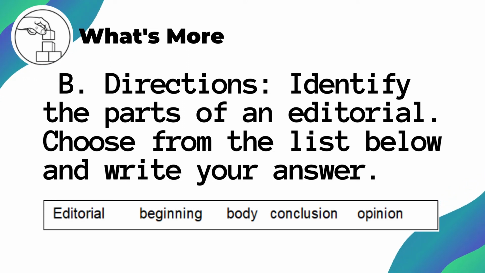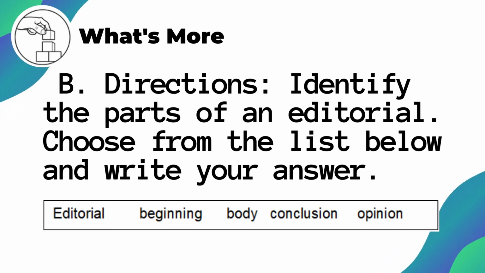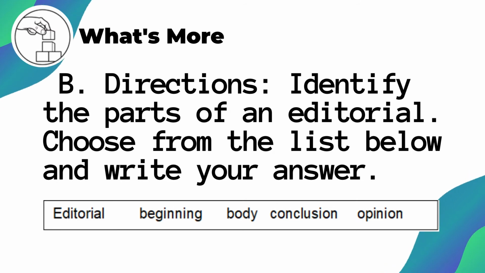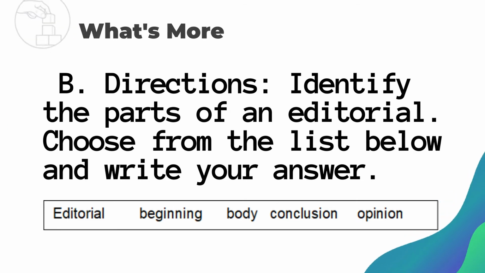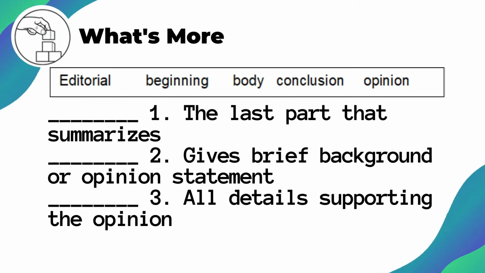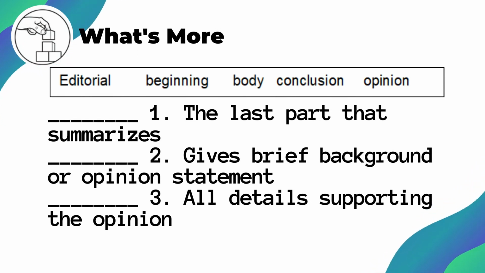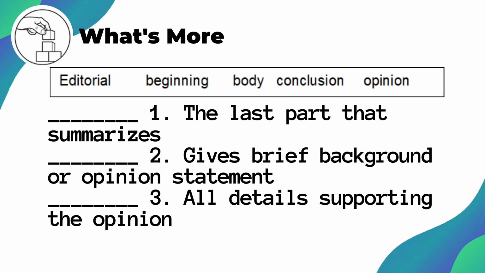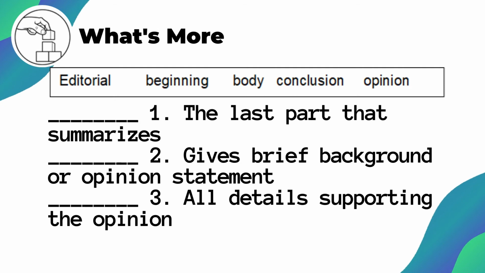Directions. Identify the parts of an editorial. Choose from the list below and write your answer. The words in the box are editorial, beginning, body, conclusion, and opinion. Number 1. The last part that summarizes. Number 2. Gives brief background or opinion statement. Number 3. All details supporting the opinion.